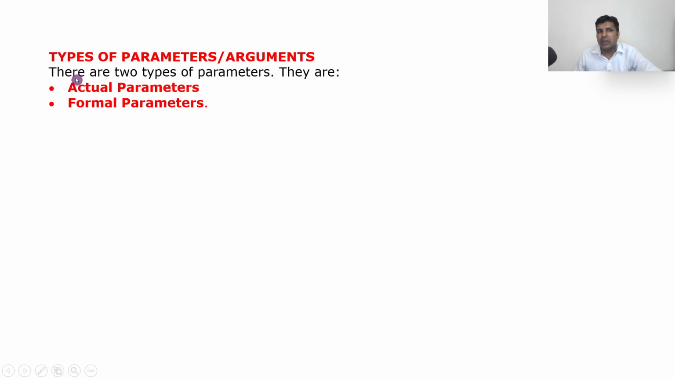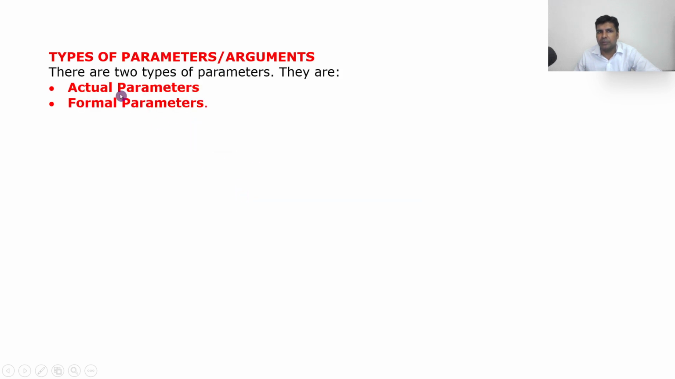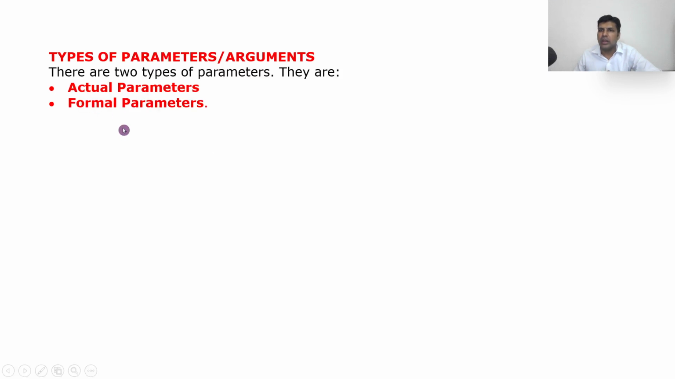See, so first of all let us go to the parameters here. In parameters there are, again, one minute. So these are types of parameters. In the types of parameters there are actual parameters and formal parameters, right? So first let us deal with the actual parameter and formal parameter. Then we will see what is call by value and call by reference.